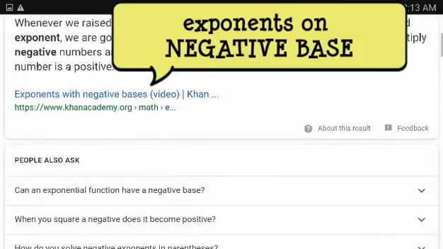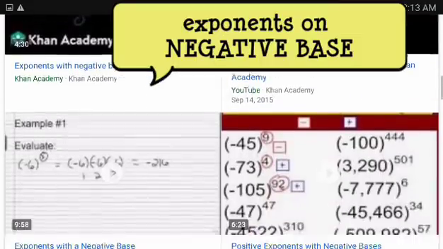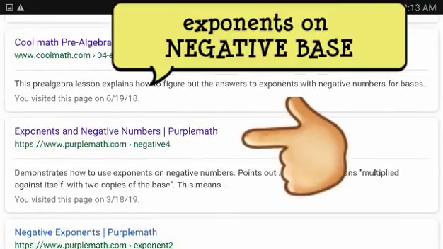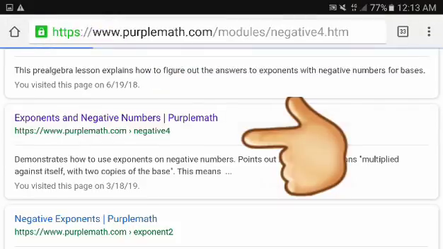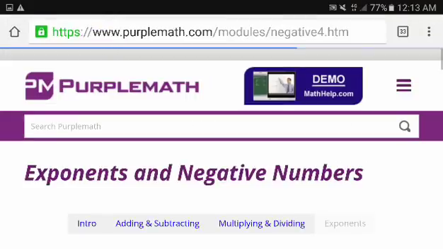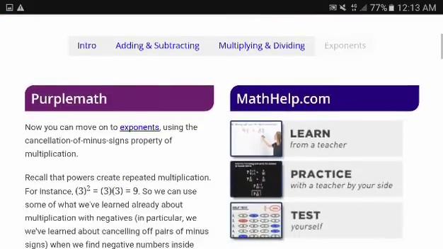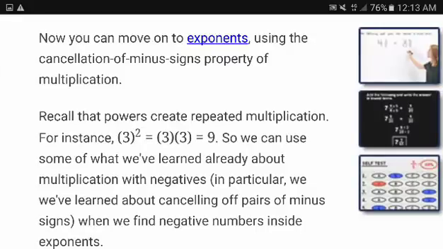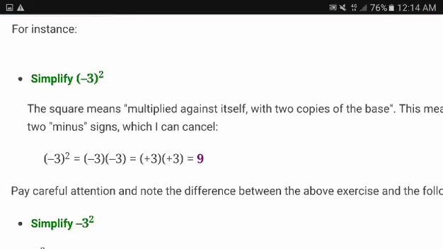I-google lang natin. So nakita ko sa grade 7 textbook, ang mga references, isa sa mga references nila, itong purplemath.com. So we will consider this as our legit reference. We will review exponents and negative numbers, or yung mga negative base. Basahin natin ito. Dito tayo mag-focus sa negative na base.